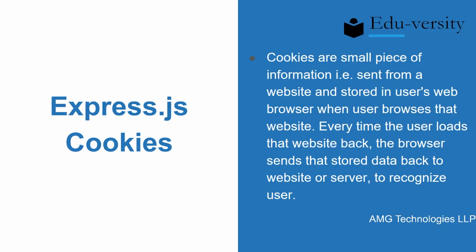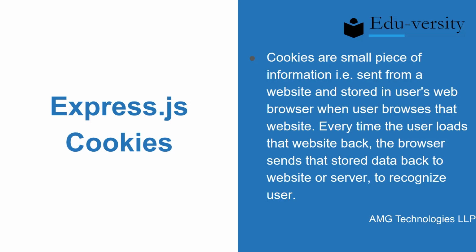Now what is a cookie? Cookies are a small piece of information sent from a website and stored in the user's web browser. For example, you visited a website and entered your name or your age. That data about you is very important for the website. Every time you come back to that website, it has to remember you, your name, your email ID, or anything else.